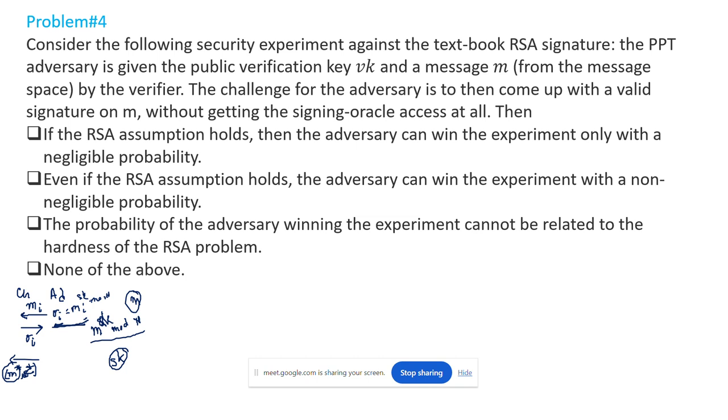So even if the RSA assumption holds, the adversary cannot actually win the experiment. The first statement says that if the RSA assumption holds, the adversary can win the experiment with negligible probability. It has nothing to do with the RSA assumption. Basically, the third option is correct: the adversary winning the experiment cannot be related to the hardness of the RSA problem. The hardness of the RSA problem says that knowing sigma i, you cannot guess the underlying mi without knowledge of sk. But here, your problem is to compute m to the power sk, where you don't know sk and you don't have access to the signing oracle at all. So the RSA assumption does not at all come into play in this particular scenario.